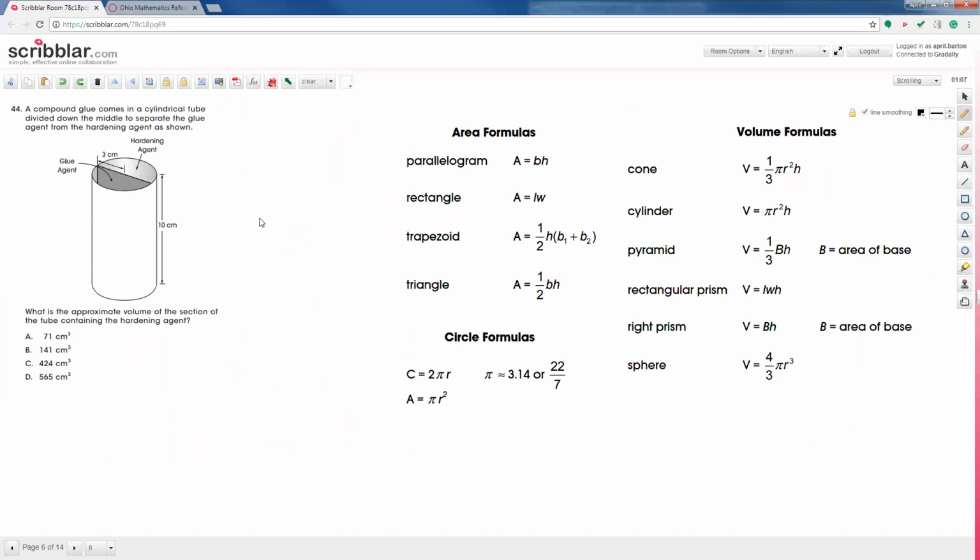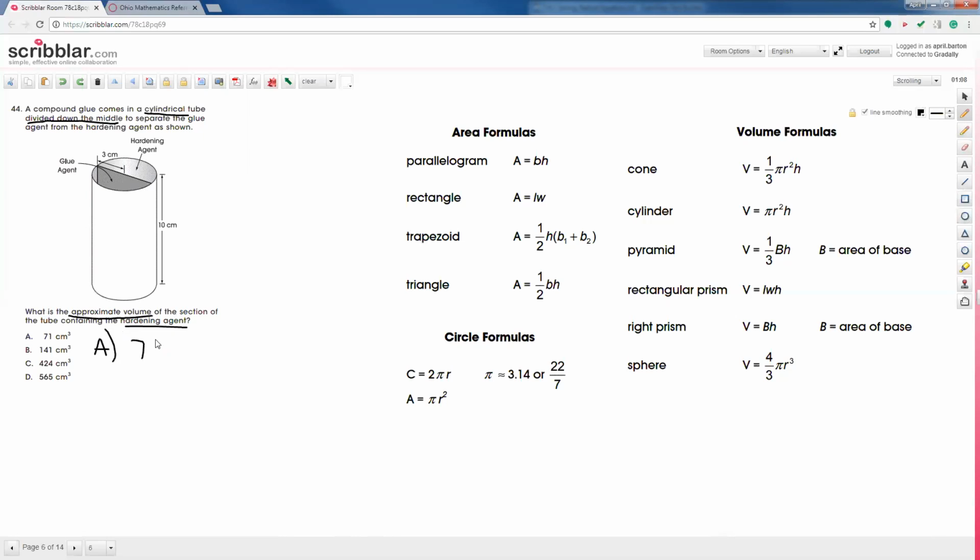Okay, next one. A compound glue comes in a cylindrical tube. So cylindrical is important. Divided down the middle. Also important information. That means each side is half of the tube, to separate the glue agent from the hardening agent as shown. So 1/2 is glue, 1/2 is hardening agent. They never touch until you're ready to actually glue stuff. What is the approximate volume of the section of the tube containing the hardening agent? So approximate volume of the hardening agent.